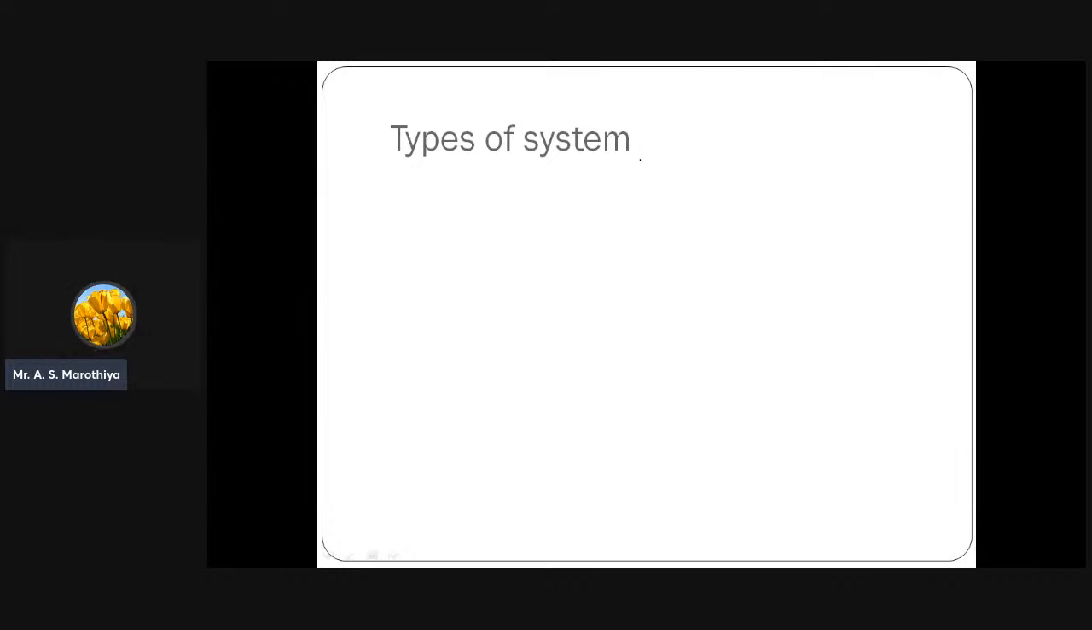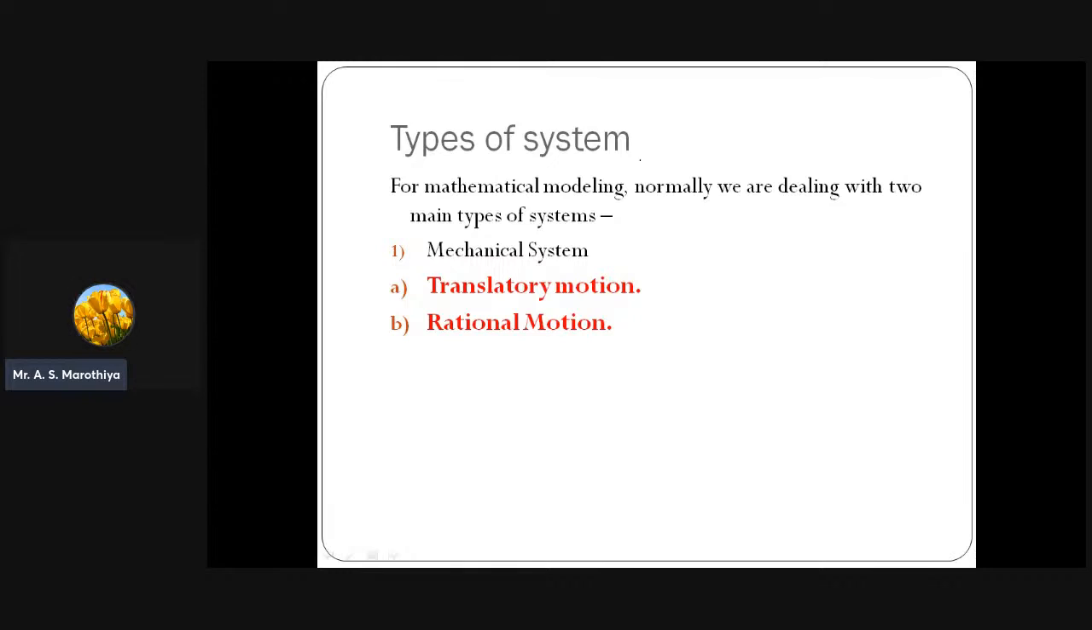And based on the type of system, we have different approaches to find the mathematical modeling of a system. For example, for mathematical modeling, normally we deal with two different types of system. The first one is called the electrical system, and the second one is called the mechanical system.